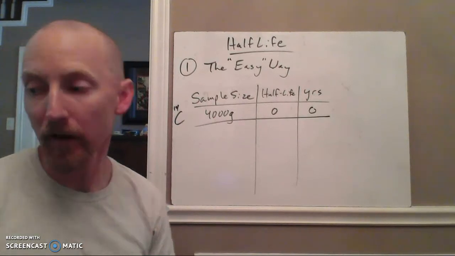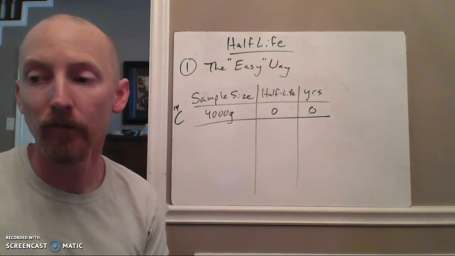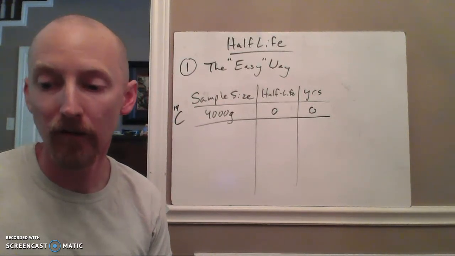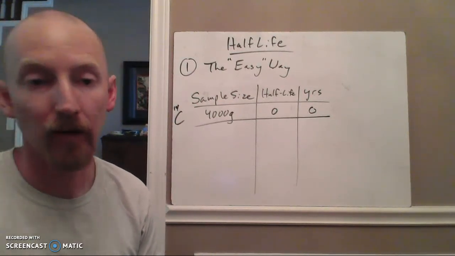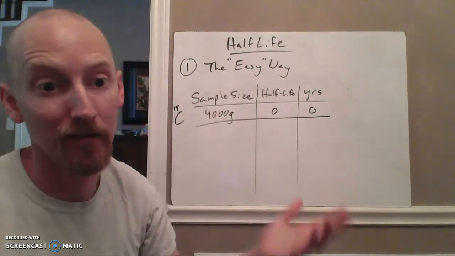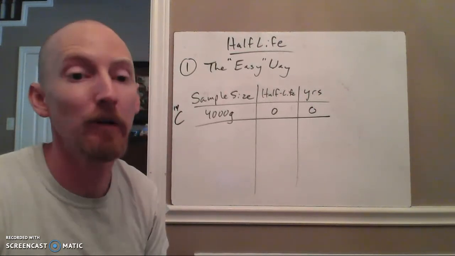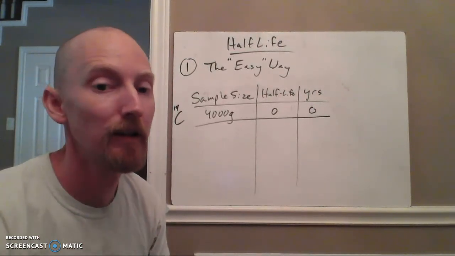So the way this would work, the easiest thing to do would be to say, all right, what is the half-life, right? This is the time it takes for half of a sample to decay. And essentially what would happen is it turns into something else, right?